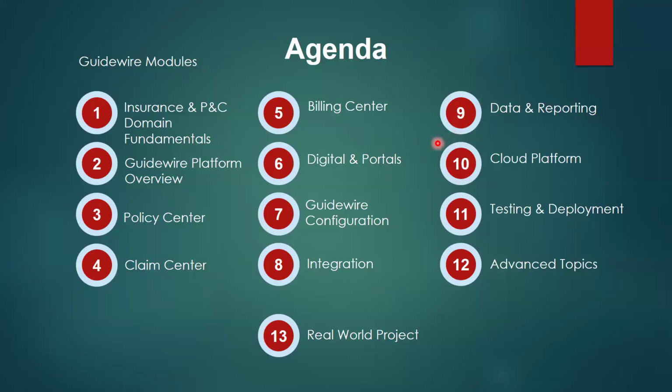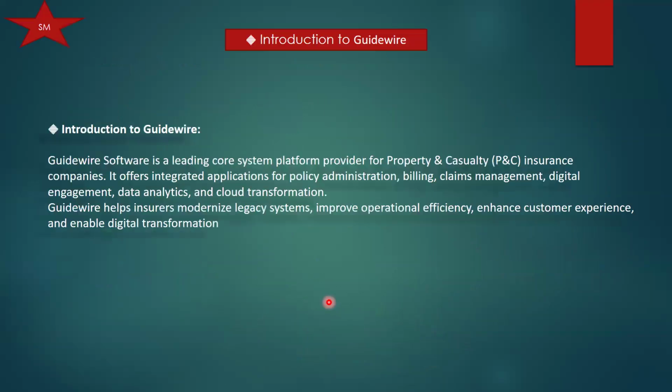The ninth module is the data reporting module, and the 10th one is the cloud platform. We are going to see how this works and what functionality is available in the cloud platform. The 11th is the testing and deployment module, and the 12th one is advanced topics. We are going to see what advanced topics are available in Guidewire. The next one is real-world projects. Okay, so now let's move to the next.